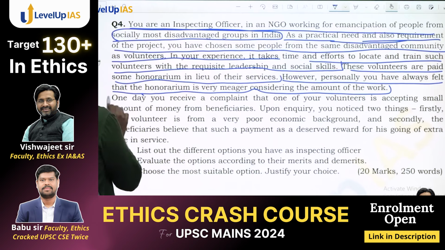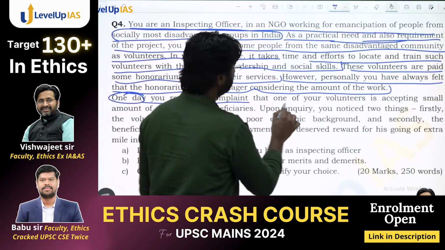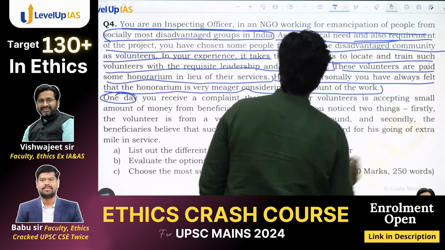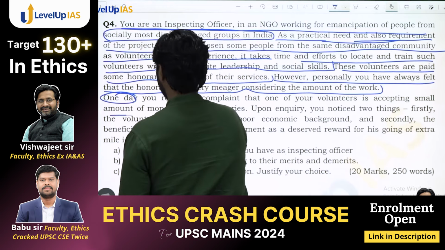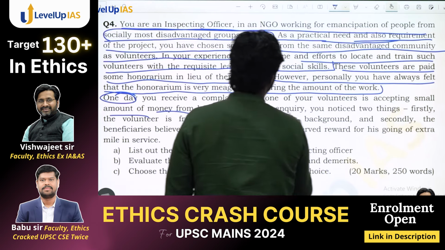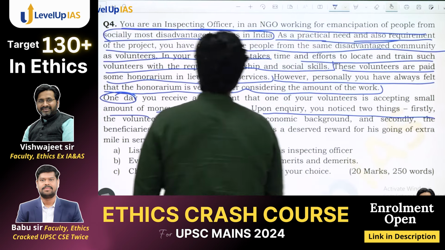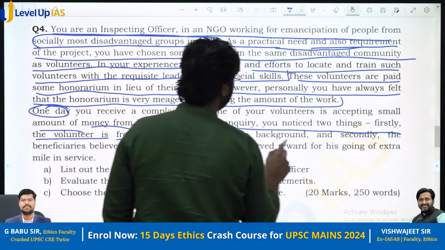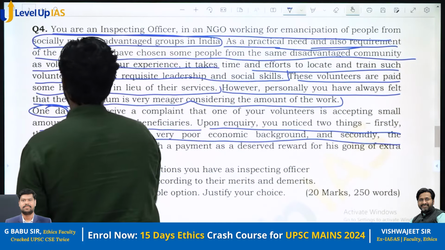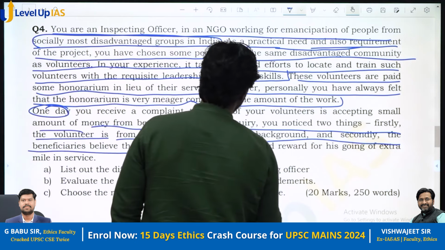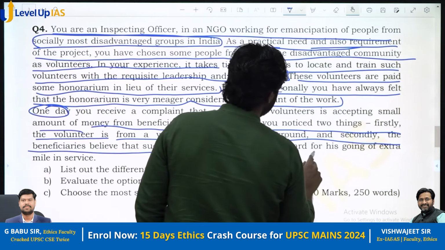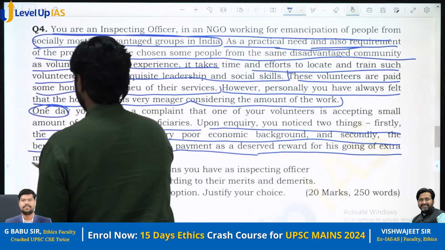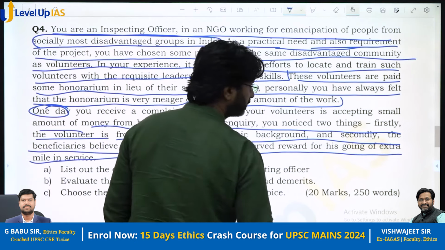Okay, so one day you receive a complaint that one of your volunteers is accepting small amounts of money from beneficiaries. Upon inquiry, you notice two things. Firstly, the volunteer is from a very poor economic background, and secondly, the beneficiaries believe that such a payment is a deserved reward for his going the extra mile in the service.